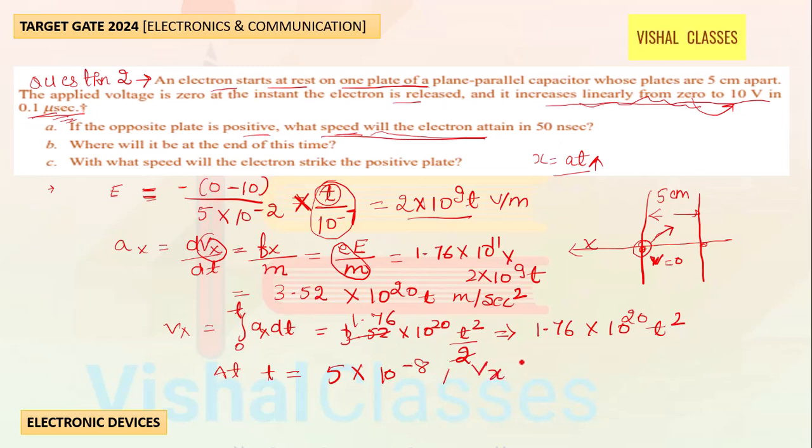When we put the value 5 into 10 raised to power minus 8 into this equation, the Vx value comes out to be 4.40 into 10 raised to power 5 meter per second.